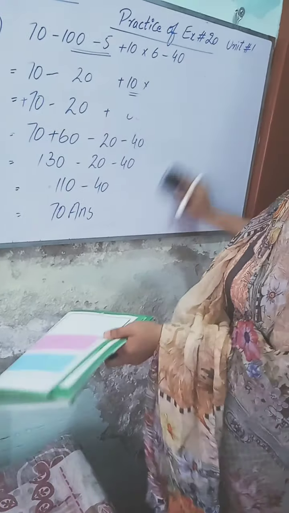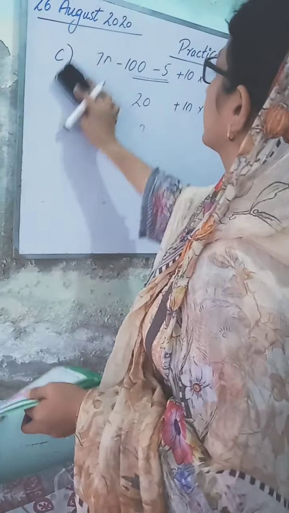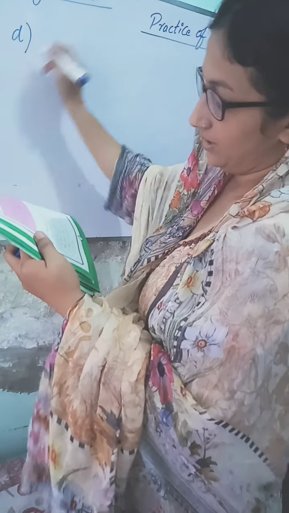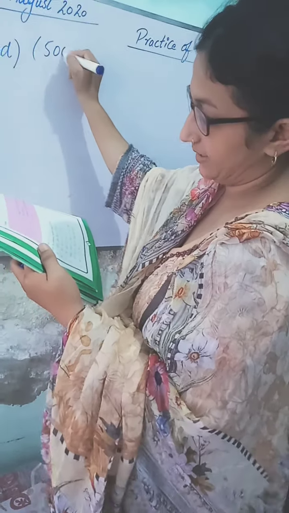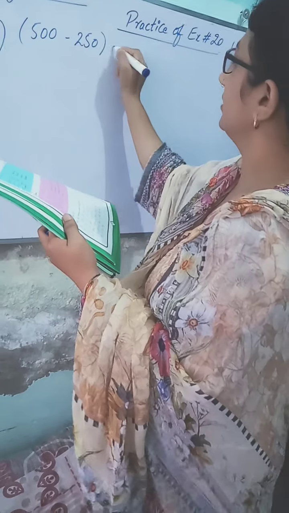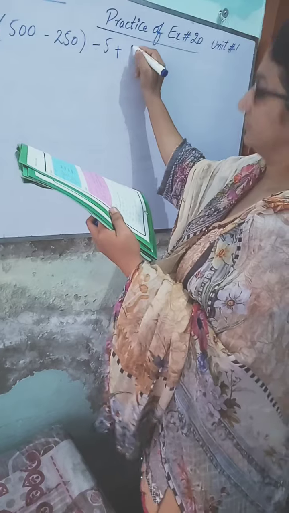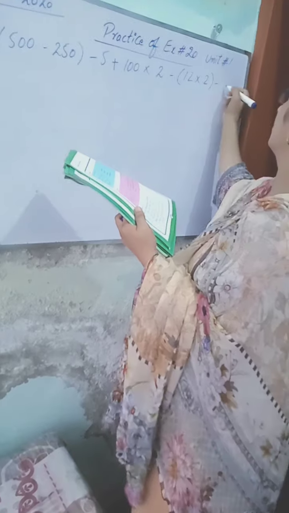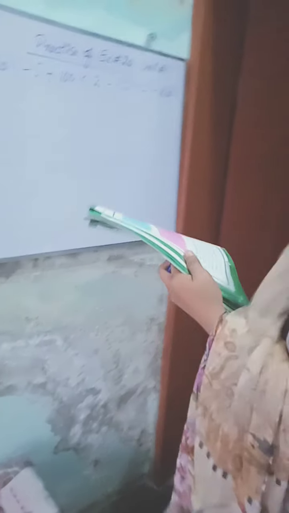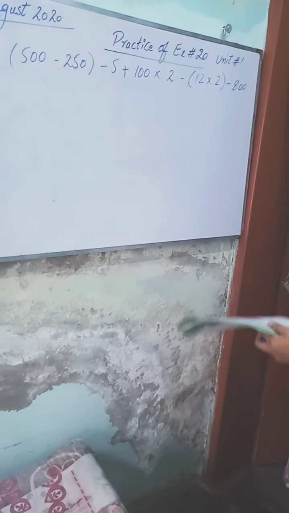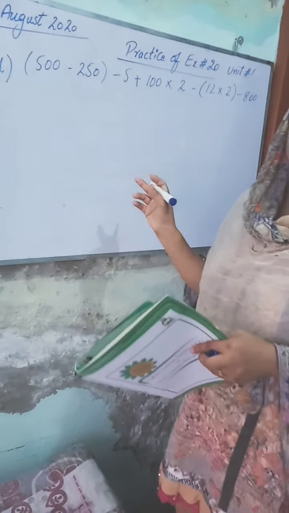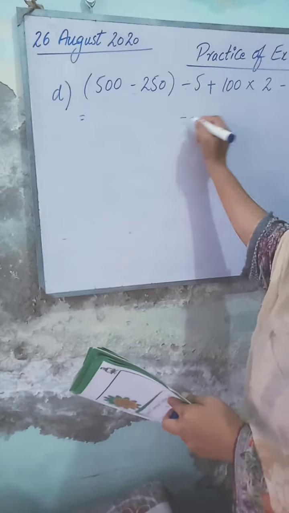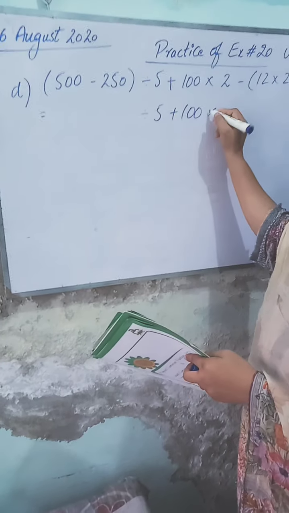Now students, we also solve here the next question, that is part D. Part D is a lengthy question but not a difficult question. So this is our next question, and in this question you have two brackets given here. If you have two brackets, you know, students, we will solve these two brackets in the same step. We will write the other numbers as they are.